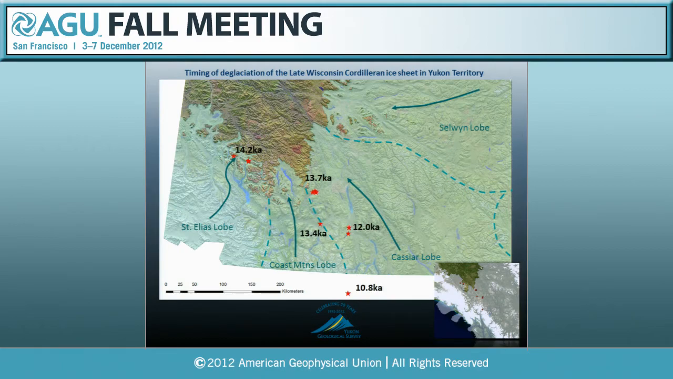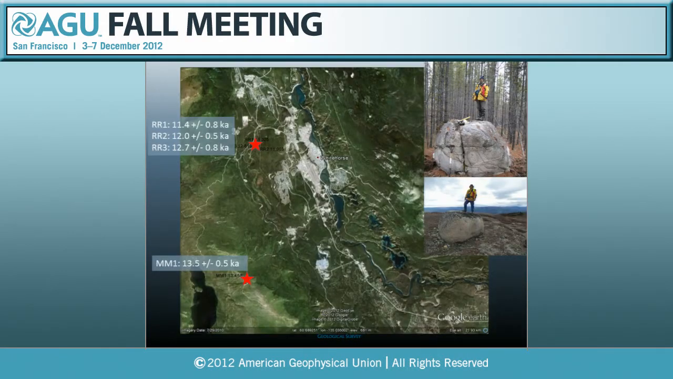The next set of samples are from the Cassiar Lobe right here, and I'll discuss those now. Those are located right within the city limits of Whitehorse. And the results of the dating there suggest that deglaciation occurred around 12,000 years ago. We got a bit of a spread in there.